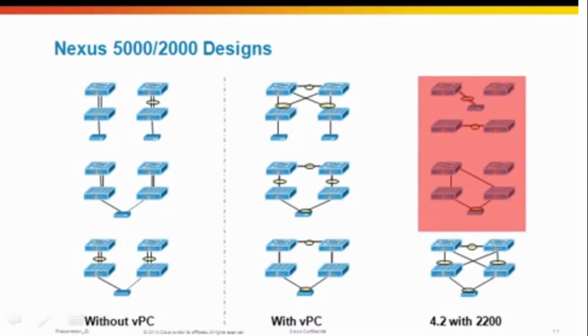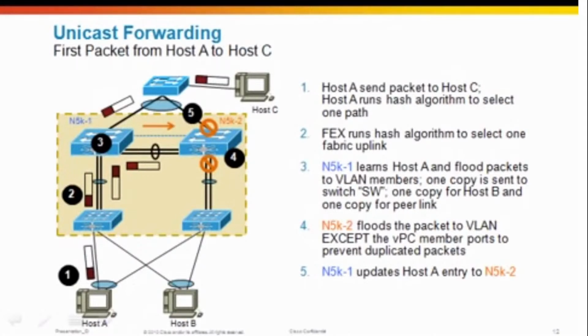Let's move ahead now and talk about the path forwarding. In this example, we'll take unicast forwarding, so you can understand what's the traffic flow on a VPC pair. So let's say we have a host A down on the right, and host A wants to talk to host C, which is on the top right. So bottom left to top right.